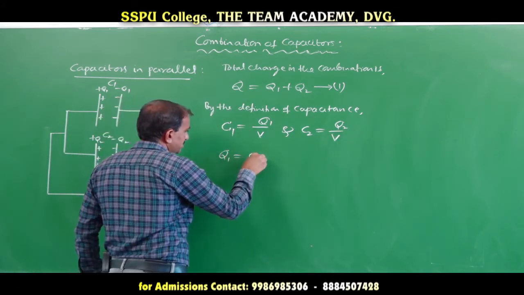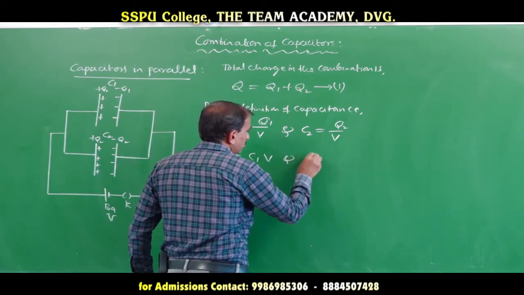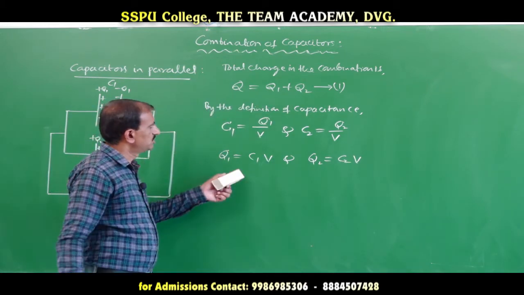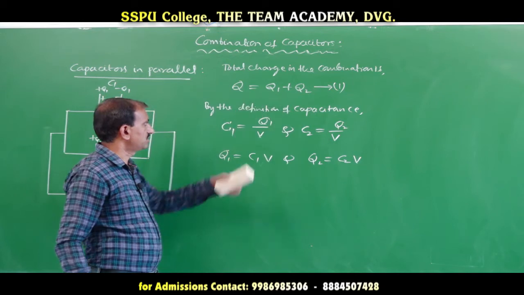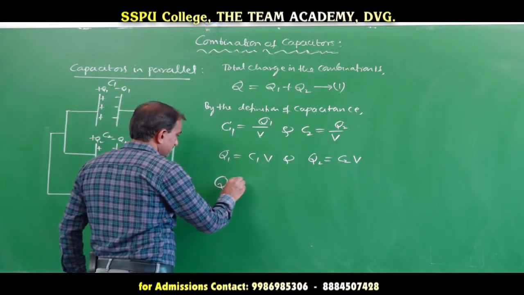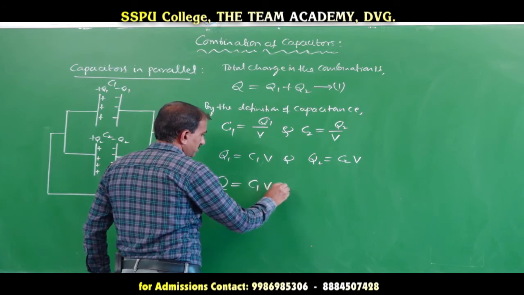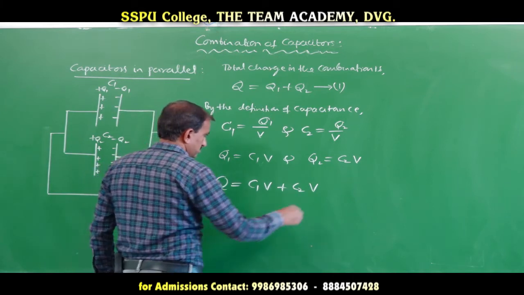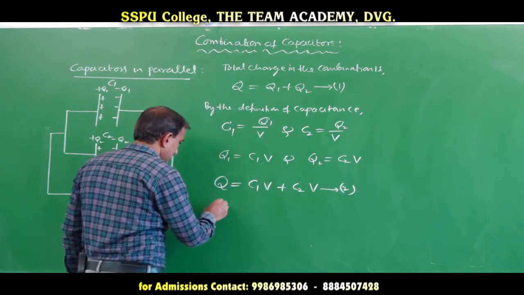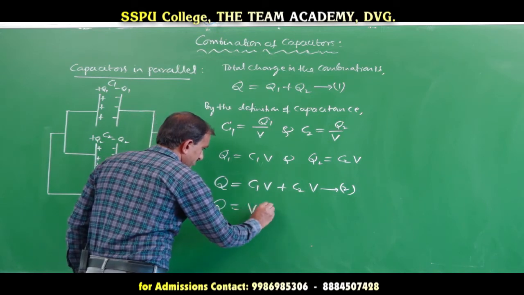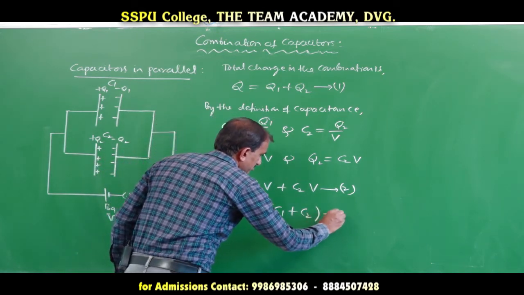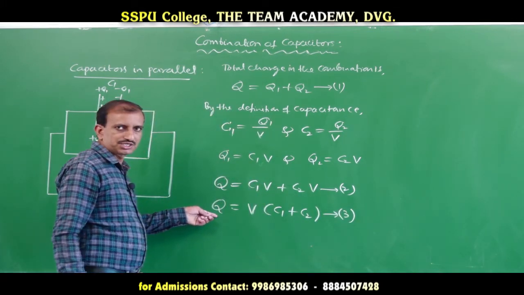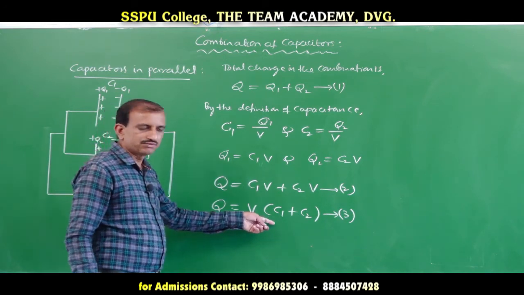Q1 is equal to C1 into V and Q2 is equal to C2 into V. Now substitute the values of Q1 and Q2 in equation 1. Therefore, equation 1 becomes Q is equal to C1 into V plus C2 into V. Call this equation number 2. This equation 2 can be written as Q is equal to V into (C1 plus C2), equation number 3. So now the total charge in the combination is equal to V into (C1 plus C2).